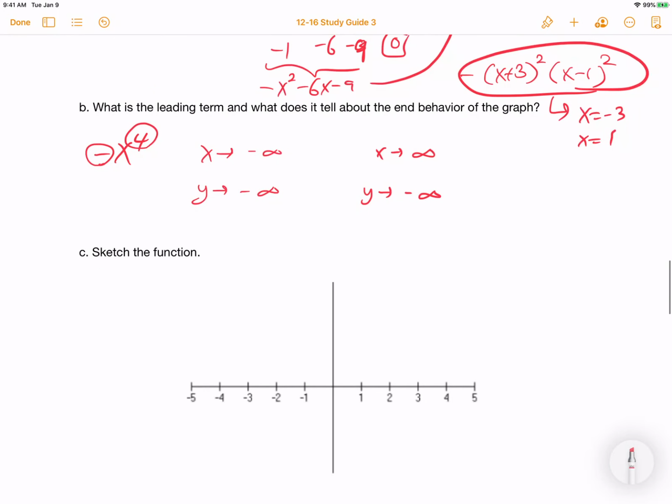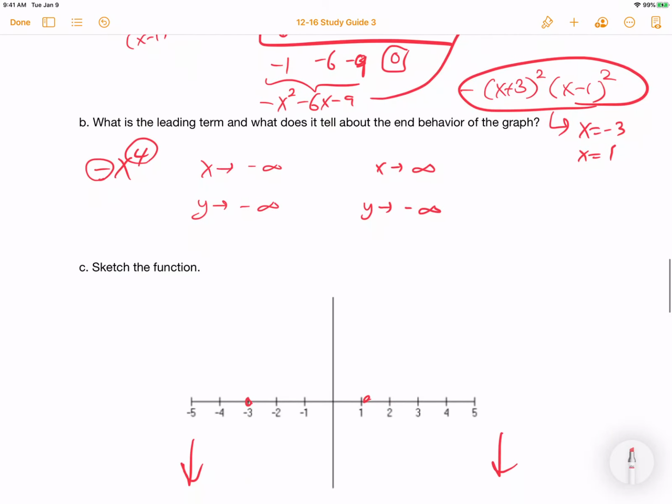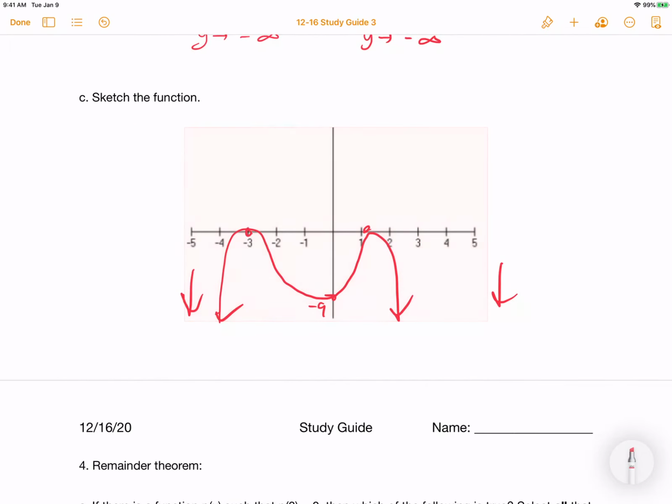All right, sketch the function. Now I know that I have to be both going down, and negative 3 and a positive 1 is a multiplicity of 2, so it bounces off, and your y-intercept of negative 9 is just a freebie. So if I were to plot it, I'm looking at anywhere that looks like that. An M shape with multiplicity of 2 at both of these locations, so it bounces here and there.